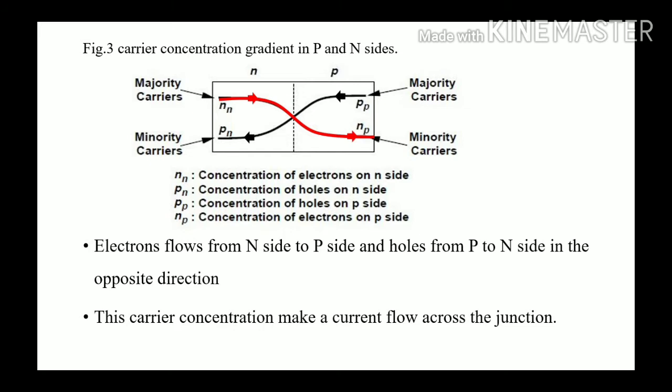Since carriers flow from higher concentration to lower concentration, electrons flow from N side to P side. Similarly, the black curve shows the hole concentration. It is also higher in the P side and decreases from P side to N side. Thus, the holes move from P side to N side. This carrier concentration makes a current flow across the junction.